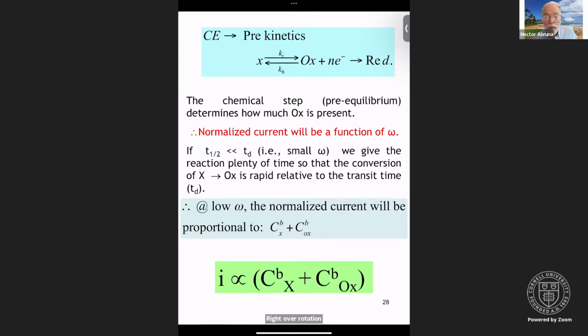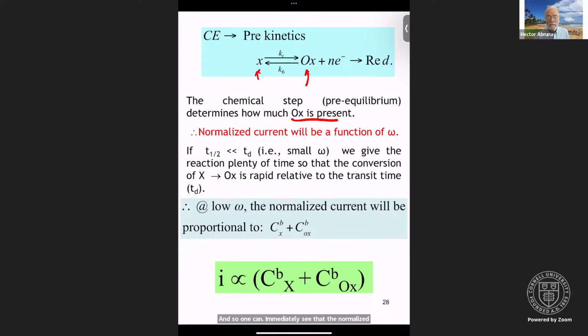And so we begin with the pre-kinetic CE process. Remember, what this involves: X here is what you put in the beaker. And then there can be a pre-equilibration or a protonation or ligand loss, some chemical step that converts X into OX, which is the redox active component. And so the chemical step, this pre-equilibrium, will determine how much OX is present. And so one can immediately see that the normalized current will be a function of omega.